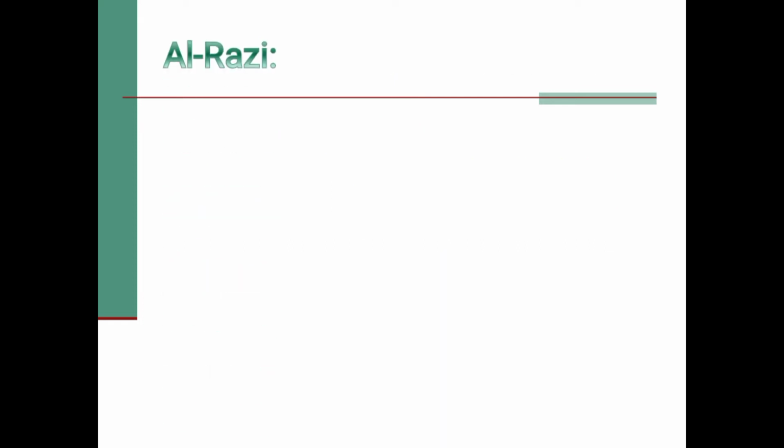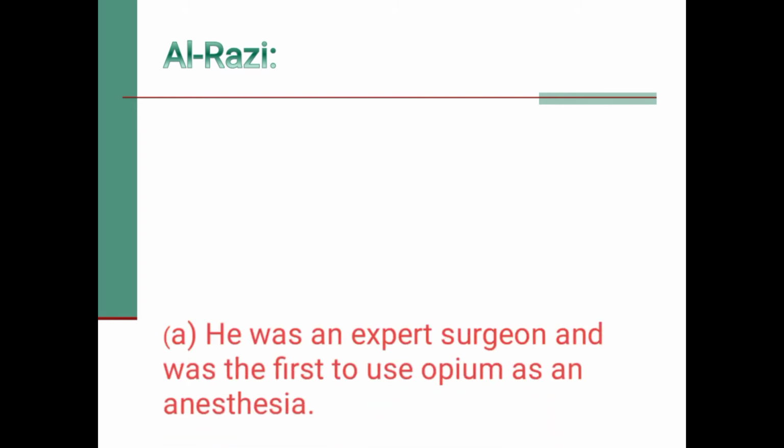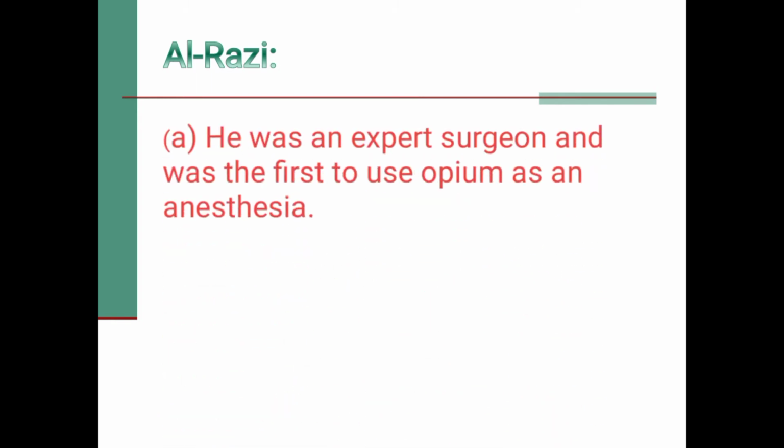Another important Muslim scientist was Al-Razi. He was an expert surgeon and was the first to use opium. Opium is a medicine or drug obtained from the poppy plant. This drug has the ability to make us insensitive to pain, meaning we cannot feel pain if we use opium. This type of drug is used for surgical purposes, and Al-Razi was the first who used opium as an anesthetic.